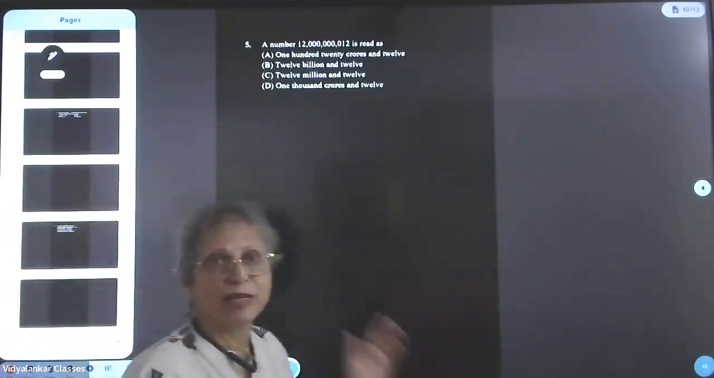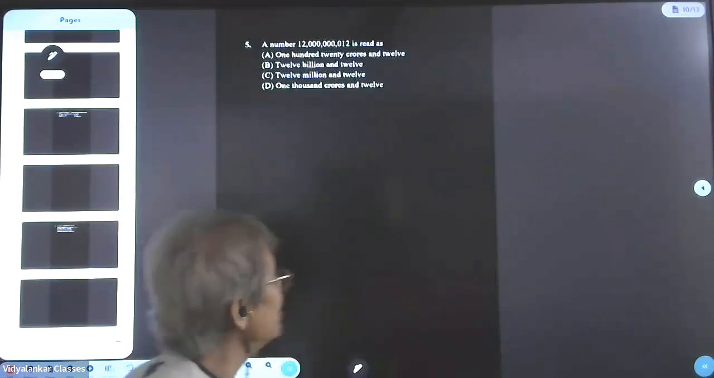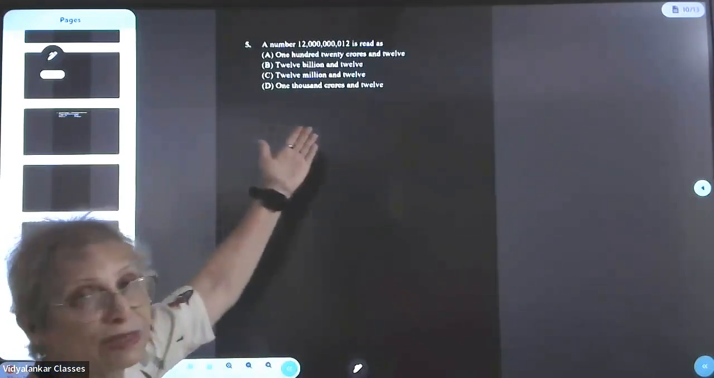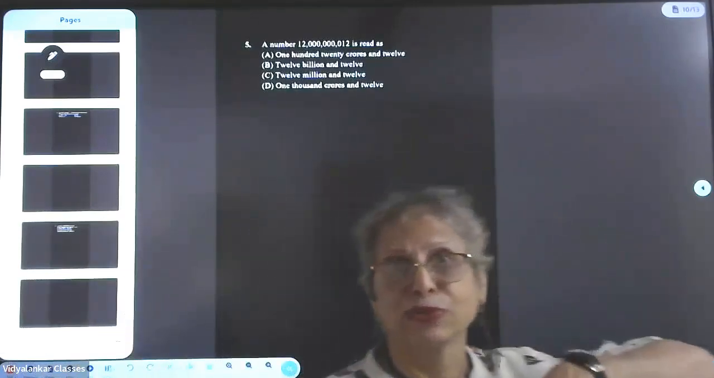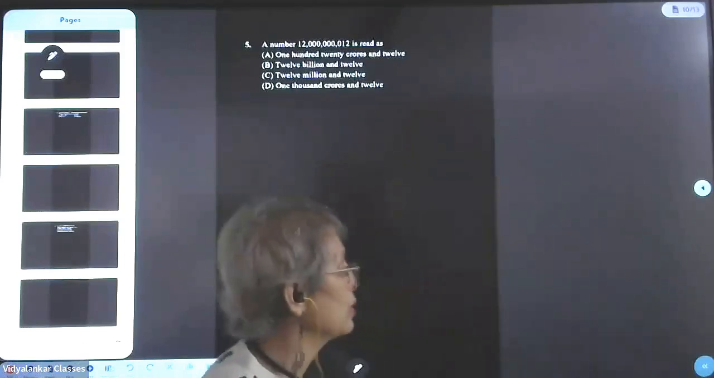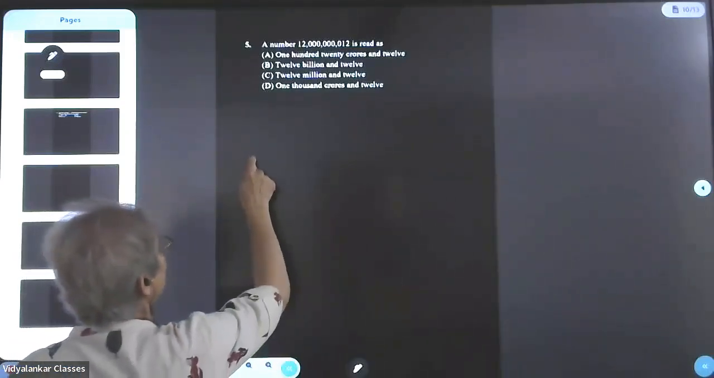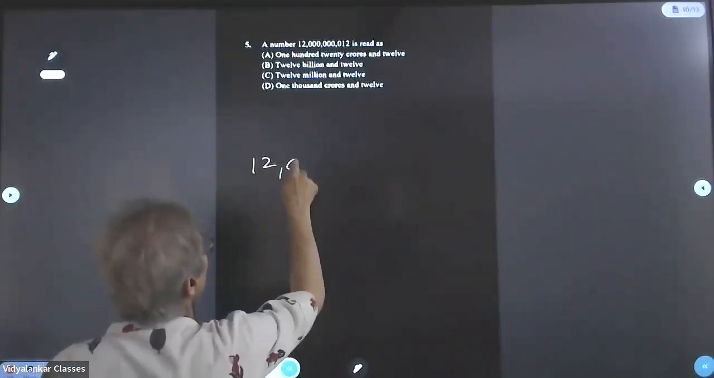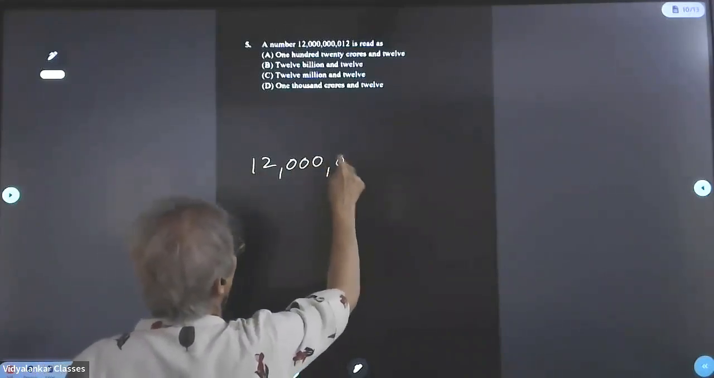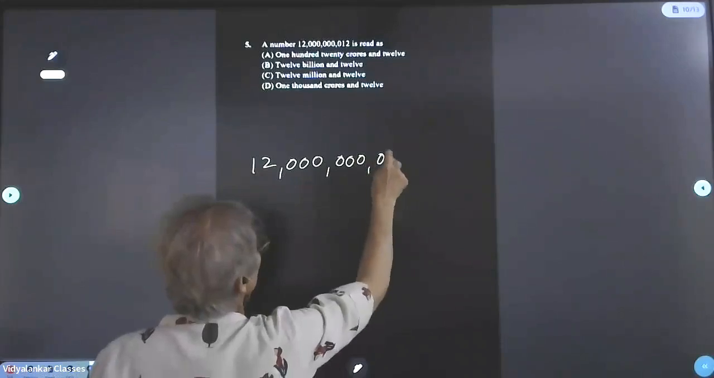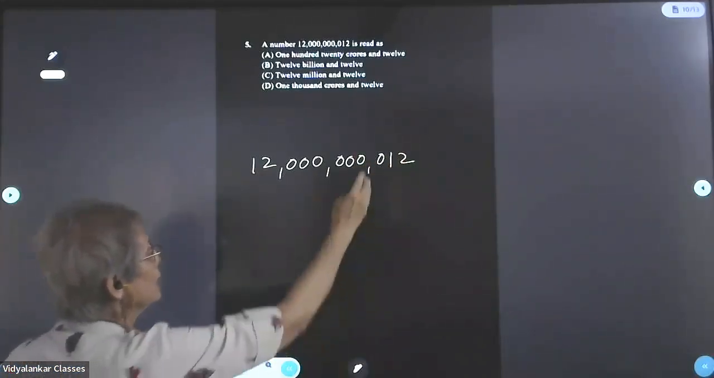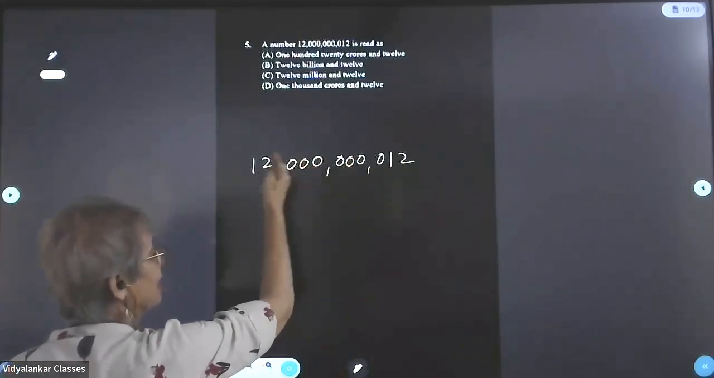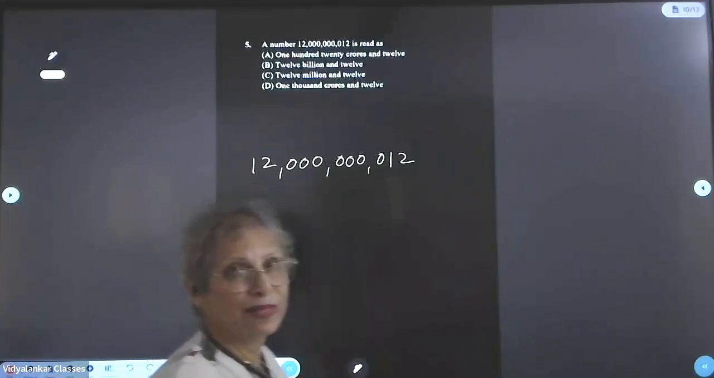Now see, a similar type of question, but this time there are more zeros in between. In our previous sum, there were only 4 zeros, and now the number of zeros is more. So let us see what number it is. 12, 3 zeros, again 3 zeros, and 0, 1, 2. As I have told you in the beginning, count the total number of digits: 3, 3, 6, 7, 8, 9, 10, 11.